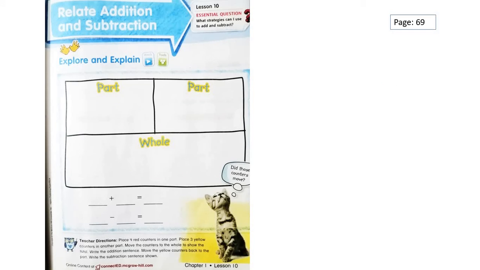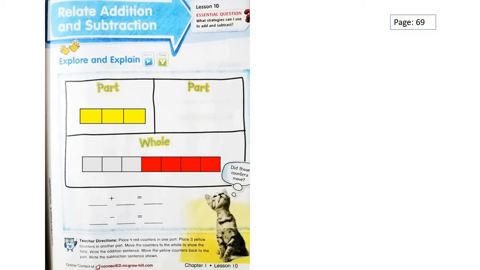So now, again, if we have a train of 7 cubes, and then we remove 3 yellow cubes, like this. What's the meaning of remove in math? It's minus, right? So, can you write the subtraction sentence here? It should be like this. 7 minus 3, 7 which is the whole, minus 3 which is the first part, equals the second part, which is 4, right? Excellent.